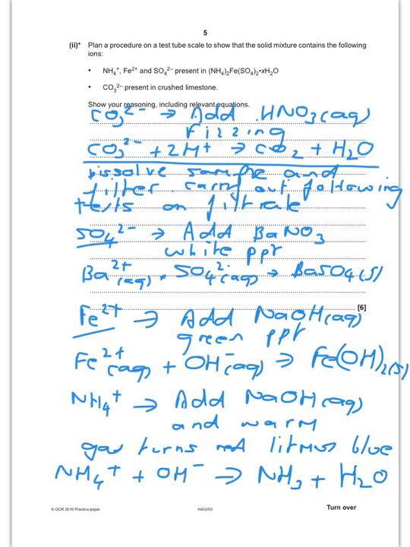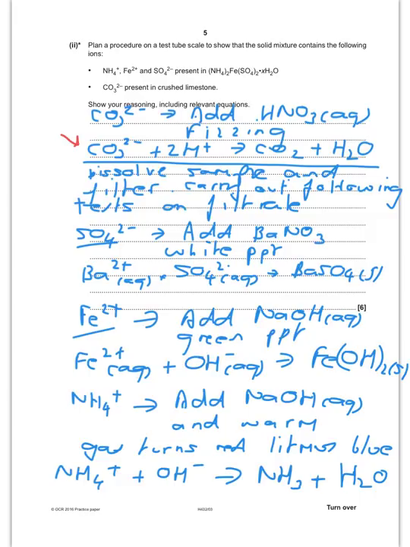Okay, so here we go. We now need to plan our procedure for testing for the ammonium ion, iron 2 and sulfate ion, and also carbonate in crushed limestone. So let's do carbonate first of all. To do that one, to the solid carbonate, we would add nitric acid and we would see it fizz. And that's the ionic equation here.